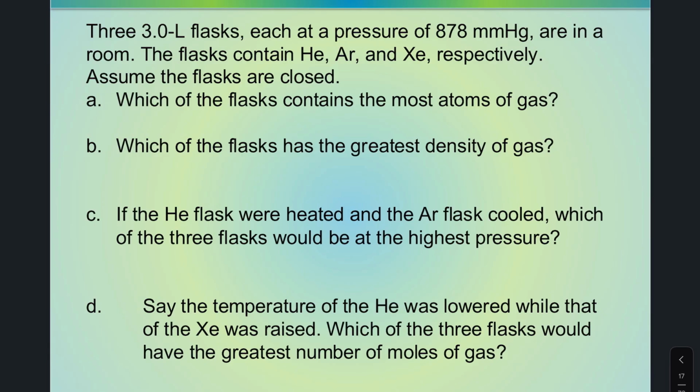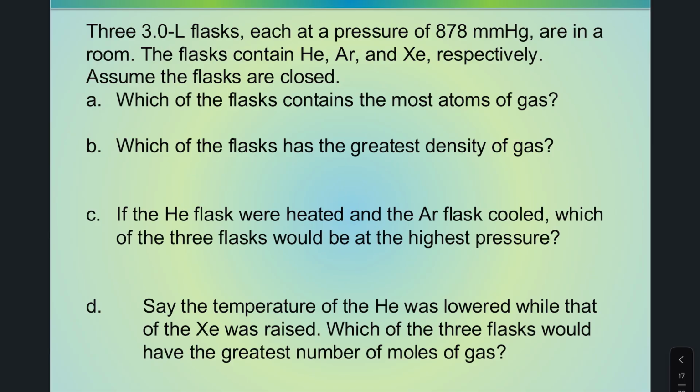Let's see. We have three 3.0 liter flasks, each at a pressure of 878 millimeters of mercury, and they're in a room. The flasks contain helium, argon, and xenon, respectively. We want to assume that the flasks are closed. So, which of the flasks is going to contain the most atoms of gas?